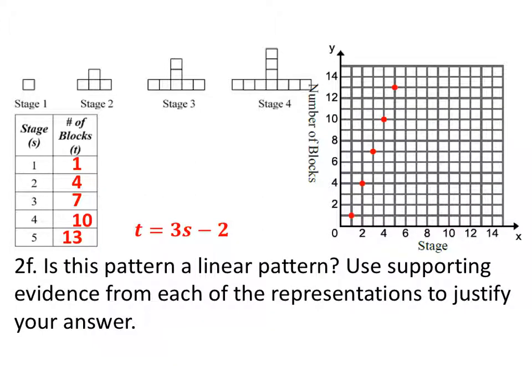All right, 2f, is this pattern a linear pattern? Use supporting evidence from each of the representations to justify your answer. So the answer to this one is yes. In the table we can see that it has a constant rate of change. And in the graph, if we were to connect those points, it would be a straight line. And that's all we need for linearity.